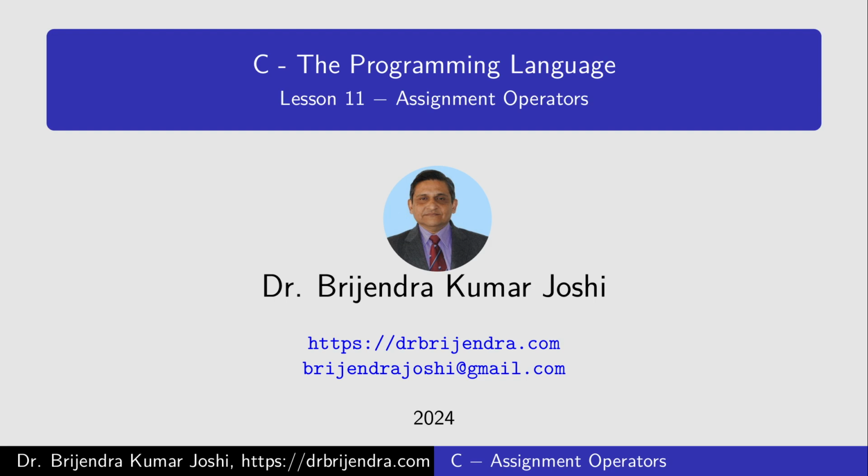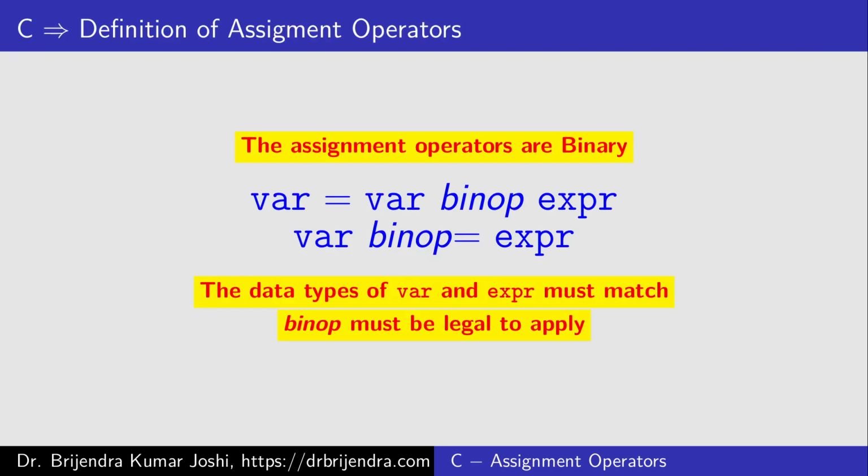In this video, we'll see what are the assignment operators which are legal in C programming language and how to use them. First of all, the definition of assignment operators. One thing, the assignment operators are binary. It means they require two operands, two quantities, one each on both the sides of the binary operator. So this is the definition.